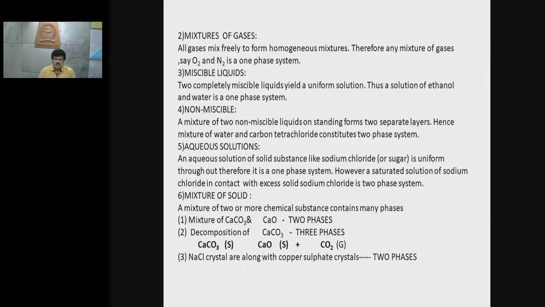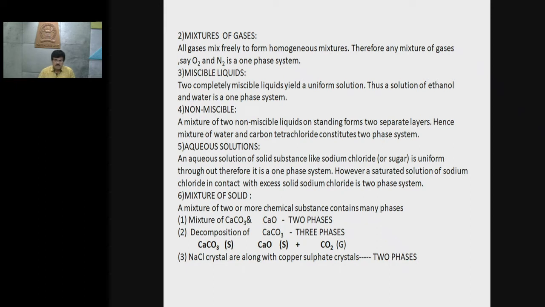Now, second example, mixture of gases. All of you know that all gases mix freely to form homogeneous mixtures. Therefore, any mixture of gases, say O2 and nitrogen, is a one phase system. Or suppose that a mixture of gas having 5 different gases, so this is also having only one phase. Or suppose that miscible liquids are there. Two completely miscible liquids yield a uniform solution. Thus, a solution of ethanol and water is a one phase system. So all miscible liquids have only one phase.